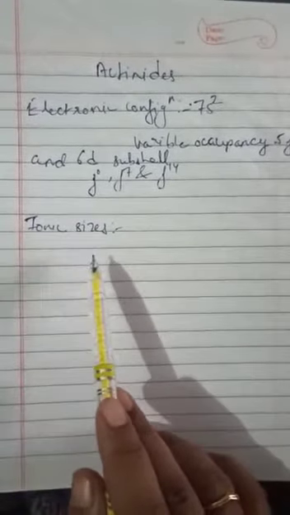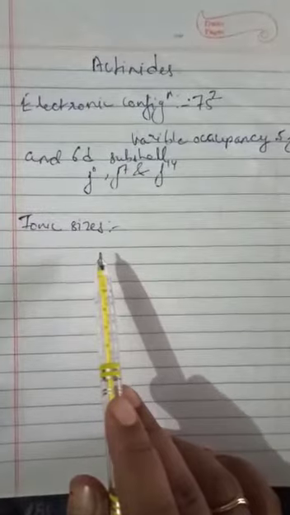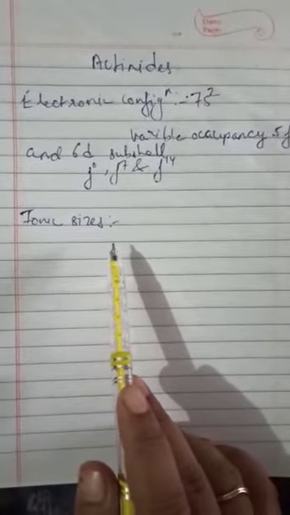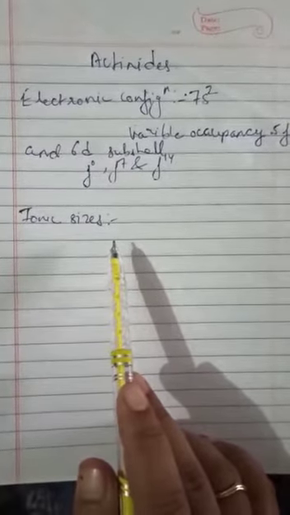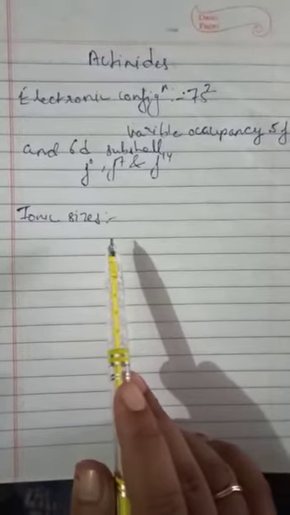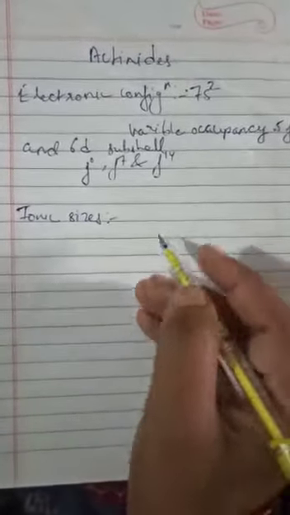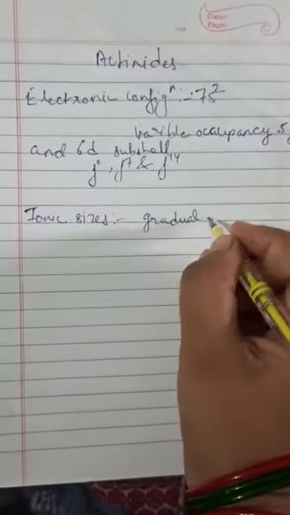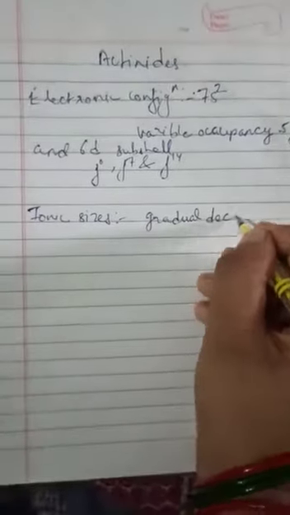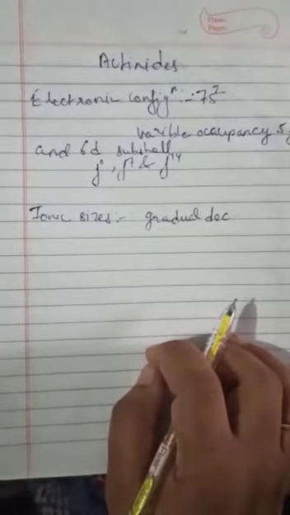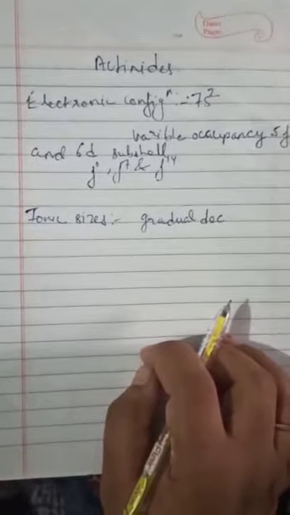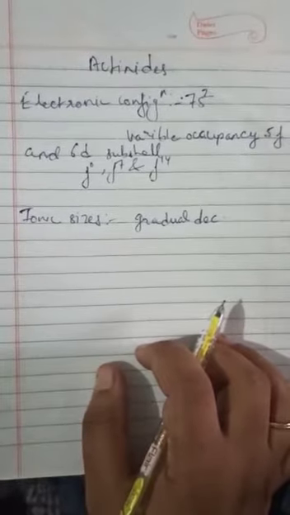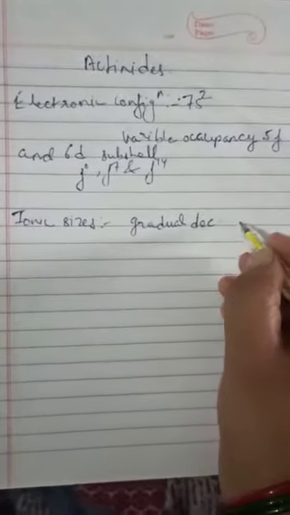Now let's discuss the ionic sizes of the actinides. So in general trend, as in lanthanides, actinides also have a gradual decrease. Okay, it has a gradual decrease, as we observed in the case of lanthanides. There is a gradual decrease in the atomic sizes of the atoms or their ions across the series, and this is due to the actinide contraction.